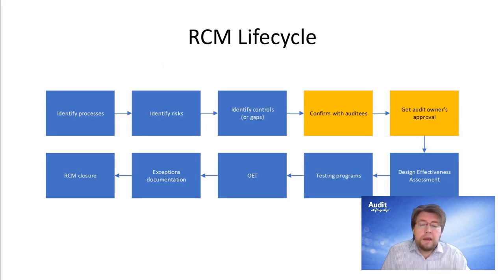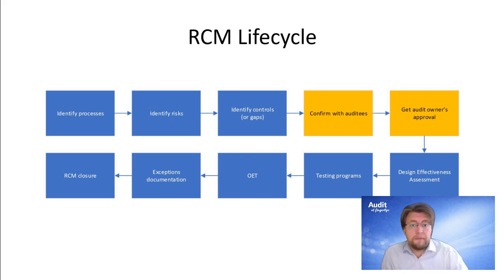Now, RCM, as any other document in the audit, or any other process or sub-process, has its own life cycle. You remember we start from the walkthroughs, and during the walkthroughs we identify processes and record them in the RCM. Then we identify risks related to those processes and put them into the RCM, and we identify controls or gaps for those risks and put them into the RCM.